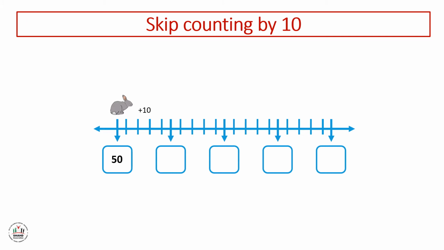Keep skipping 10. 50 plus 10, 60. 60 plus 10, 70. 70 plus 10, excellent, 80. And 80 plus 10, excellent, 90.